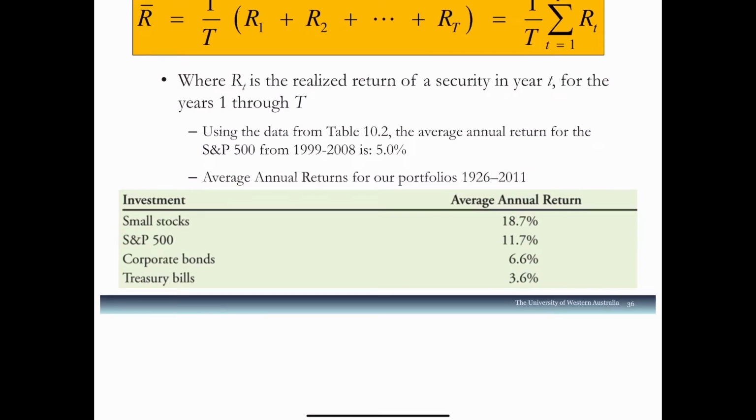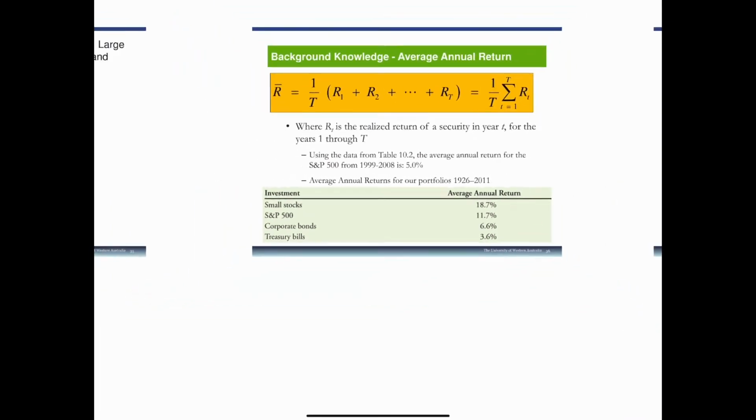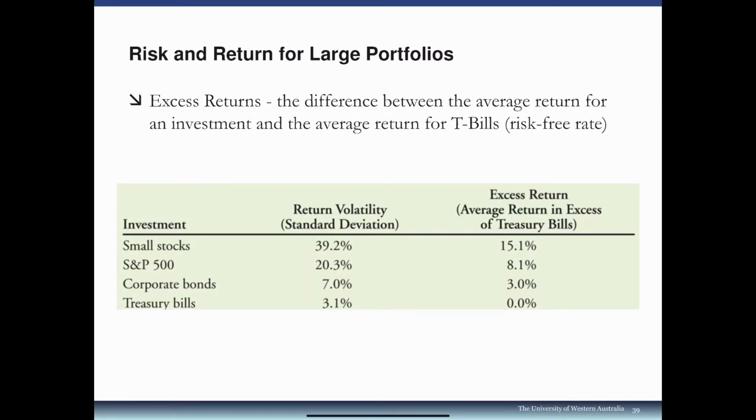So when I'm thinking about excess return, the idea is that if a stock can give me 5%, I would say the excess return is 1.4%. Why? Because I can get 3.6% from treasury bills, and that one is no risk. You should at least do as well as treasury bills, given that you have risk. So if you calculate the excess return, which is just the return minus the treasury bills return, the numbers are 15.1% for small stocks, 8.1% for S&Ps, 3% for corporate bonds, and 0% for treasury bills, because it's the return of treasury bills minus the return of treasury bills. That's the benchmark, right?